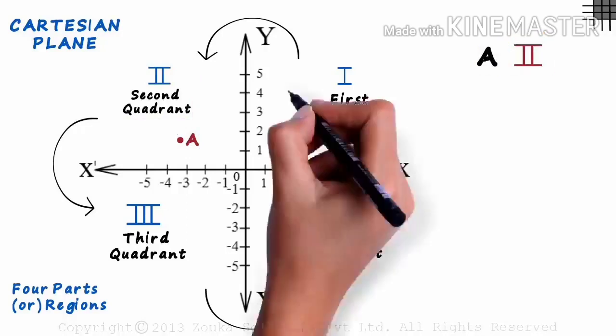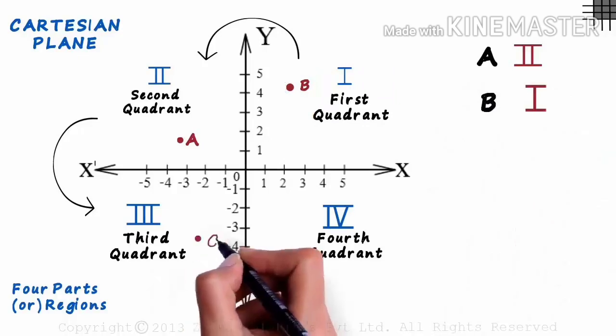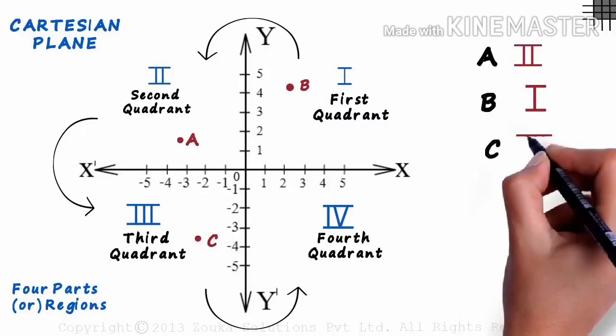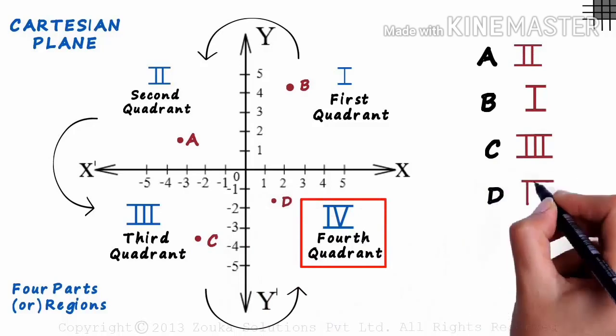Let's assume I mark point B here. This point is in the first quadrant. We write B first here. Point C is marked here as it lies in the third quadrant. We write C 3. And this is point D. It is in the fourth quadrant.